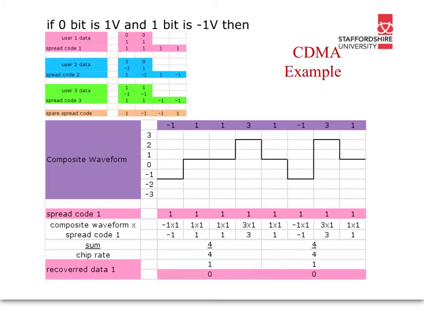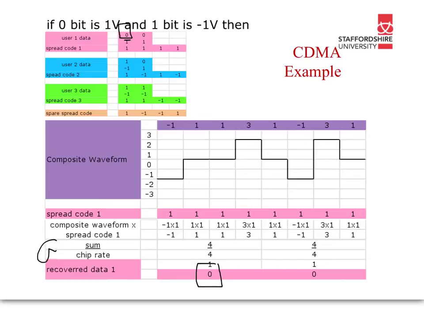Now, if we sum the resultant up, so that we get -1 plus 1 plus 1 plus 3, we get 4. Then we divide it by the chip rate, or the spread code length, which is also equal to the gain. So 4 over 4 gives us 1. And we said a 1 represented 0. So 1 represents a 0 here, and hence a 0 was actually transmitted.